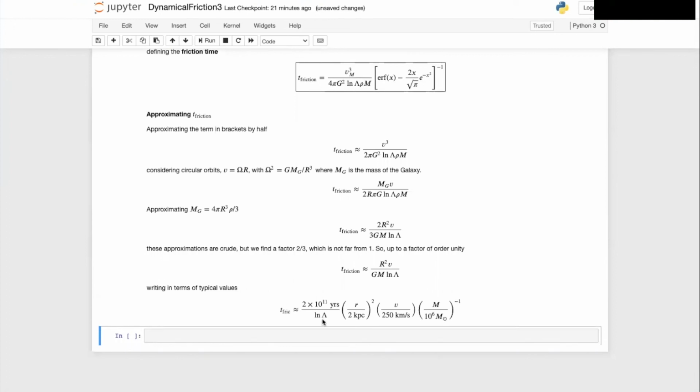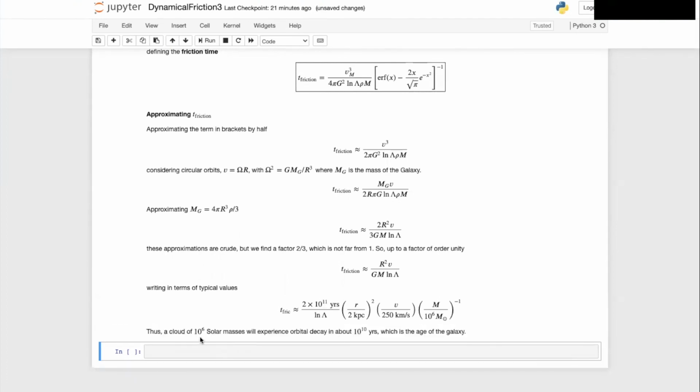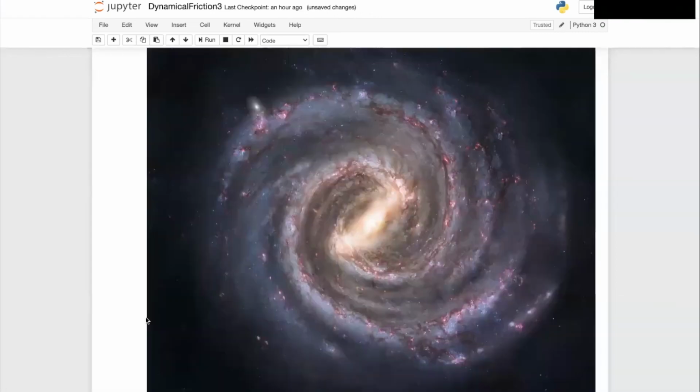Now for the galaxy, the Coulomb logarithm is about 10. So that's going to cancel the 10 to the 11. It's going to give something of the order 10 to the 10. So we can say that for a cloud of 10 to the 6 solar masses, one of these molecular clouds orbiting in the galaxy, as it orbits, it pulls stars in its wake, and this wake of stars is going to exert a drag on it. This drag force is going to make the orbit decay within a time scale of about 10 billion years, which is about the age of the galaxy.